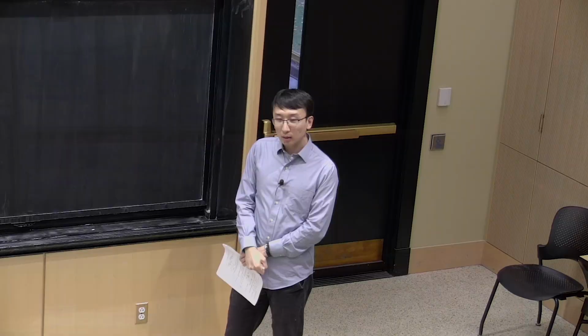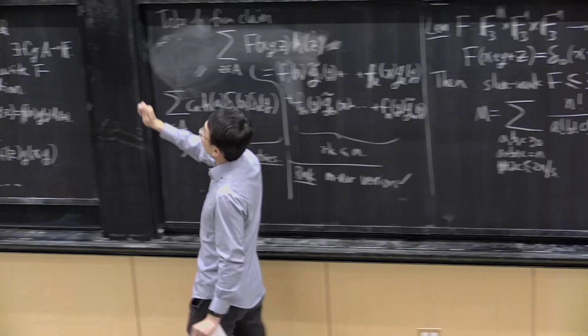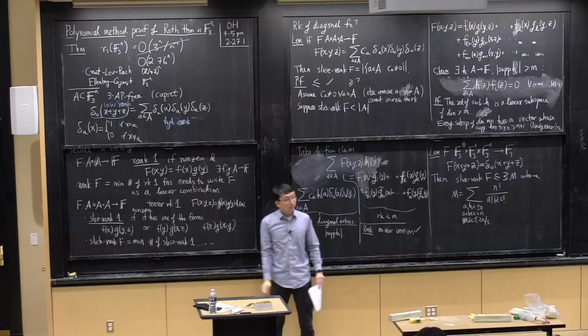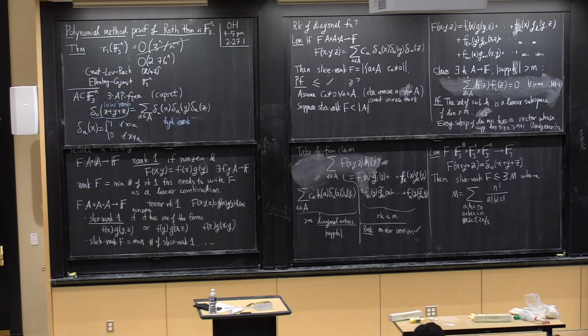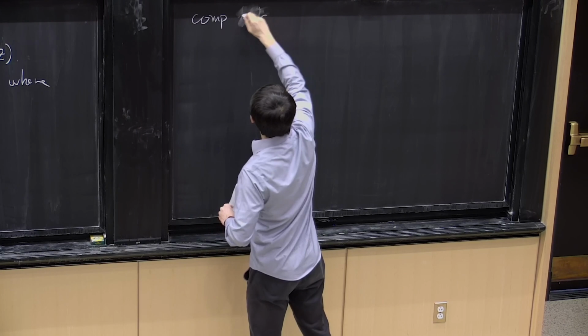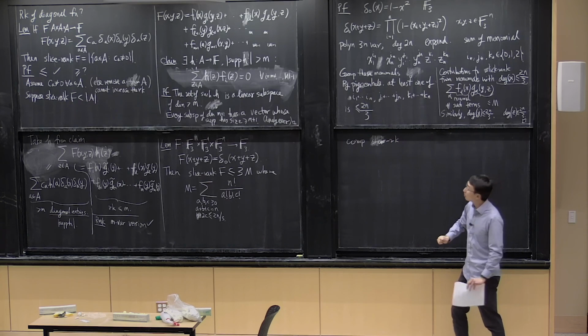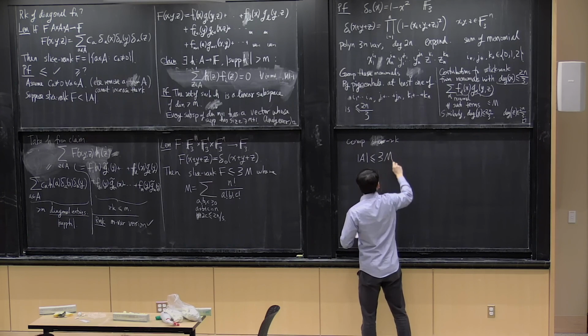Okay, so now we have these two lemmas. One of them tells me the rank of the right-hand side, which is A. So let's compare the slice ranks. The left-hand side, we know it is at most this quantity, and the right-hand side is equal to A. So we automatically find this bound.